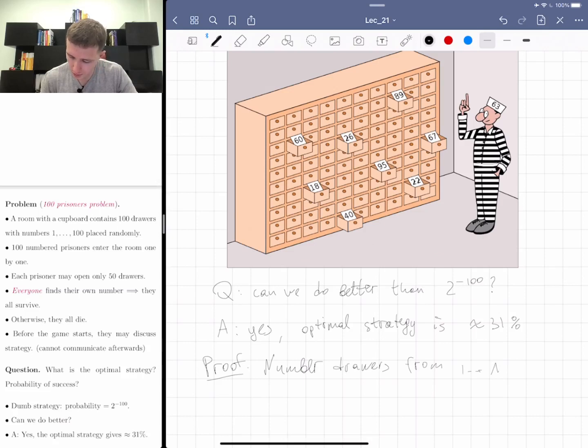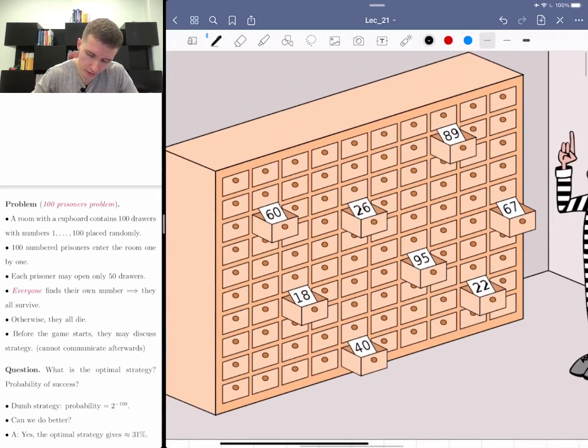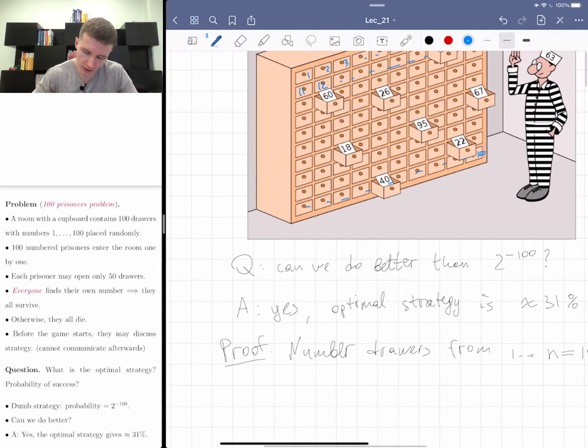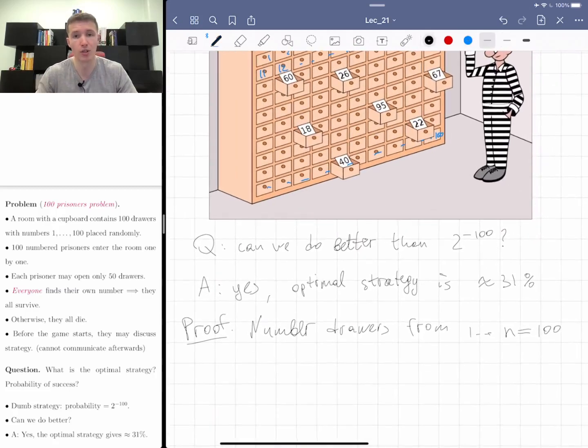Let me denote by lowercase n the number of drawers. So you just number them left to right, it doesn't really matter. 1, 2, 3, all the way up to 10, 11, 12, all the way up to 100. Just have a well-defined numbering of all drawers, which is the same for all prisoners. And then for each prisoner, that's the main idea.